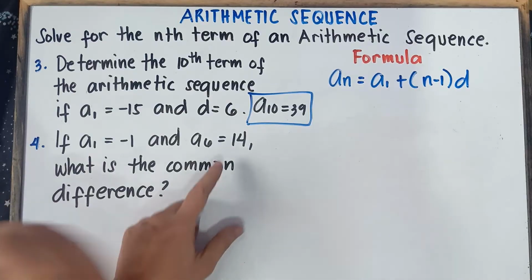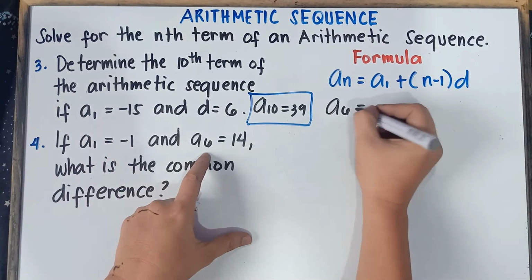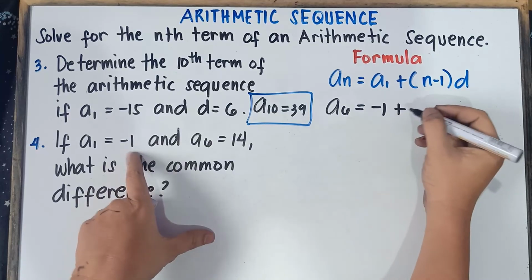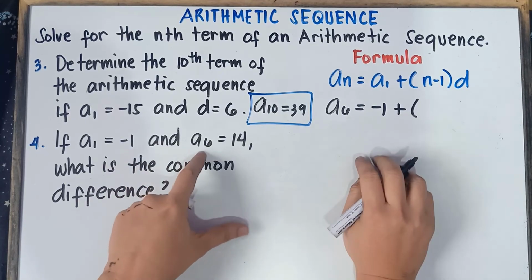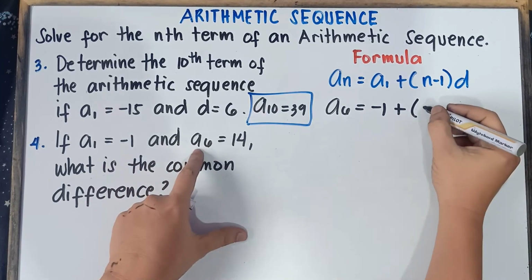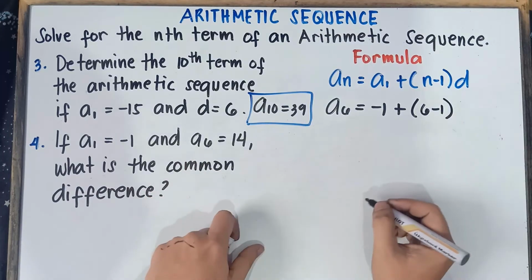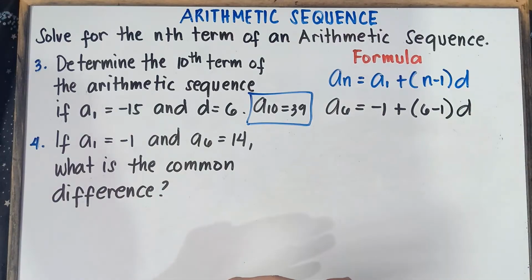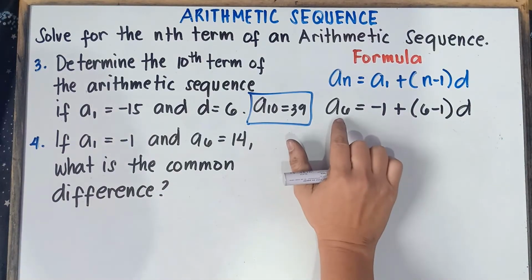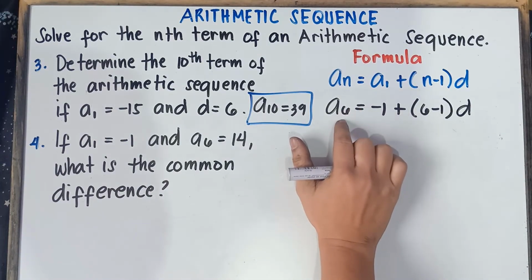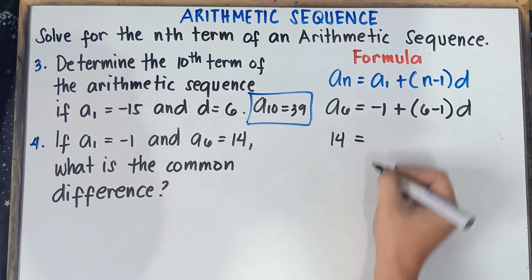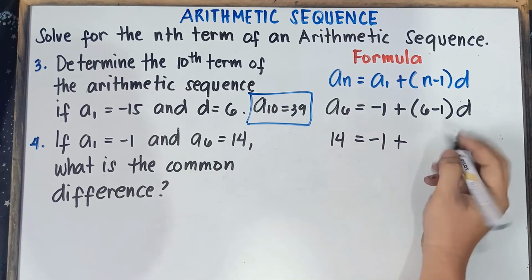Once again, if we write this, a sub 6 equals our first term, -1, plus the number of terms. We have a sub 6, so that would be 6 terms. So 6 minus 1, and then we're looking for the common difference. That would be d, right? We don't have the value of d. Once again, a sub 6, the general term, the last term, is given. We have 14. So 14 equals -1 plus 6 minus 1.